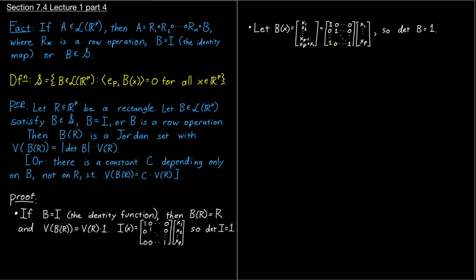And so now let's go ahead and show that B of R is indeed a Jordan set. So R is a rectangle, so we can write R as AB. Going to stop writing column vectors because they take up too much space on the screen. What is B of R? B of R is then just you add x1 to the last coordinate.